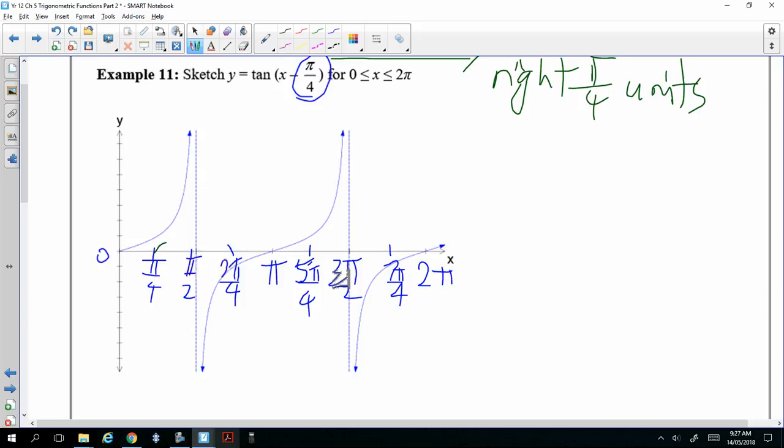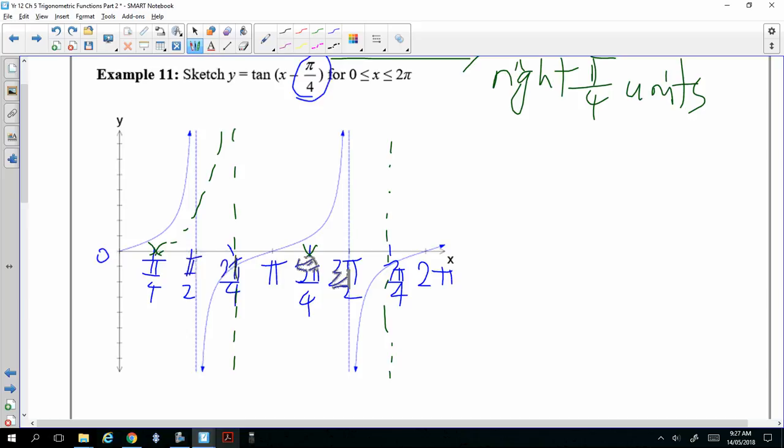And then this is going to be here, and then the asymptote here. Something like that. Okay, so we'll draw this first. And then you're going to shift right pi on 4 units. So it's going to go like this, like that. And then we'll continue. That's going to go down like this, go up like that. Right?